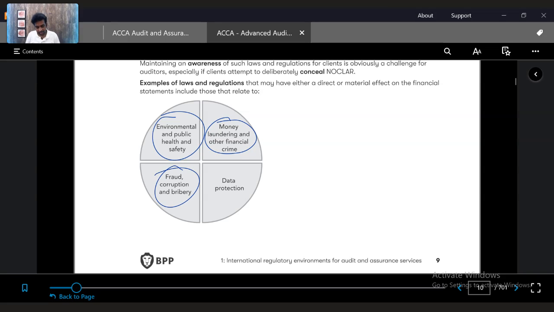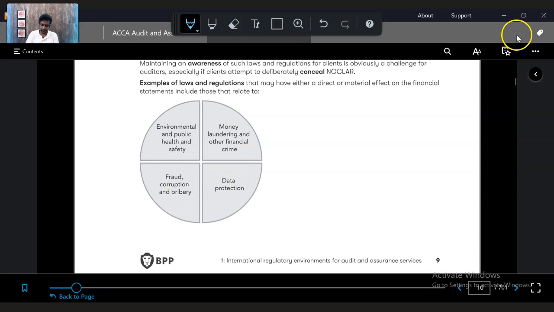Fraud, corruption or bribery could also have a direct or material effect. Data protection, like the entity should maintain the data and should not leak the data of the employees. All those things are required to protect and ensure that these effects do not happen again and again. Also the Companies Act and taxation have a direct effect. So these laws and regulations might have a direct effect or a material effect depending upon the company.